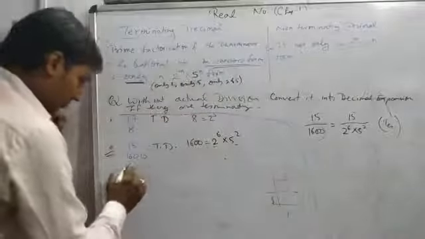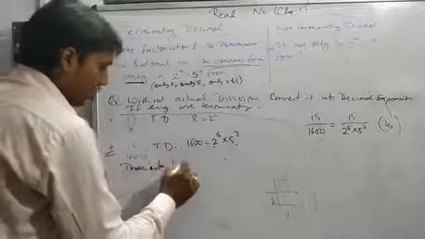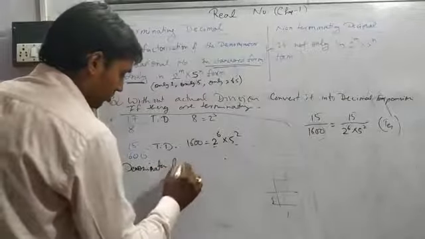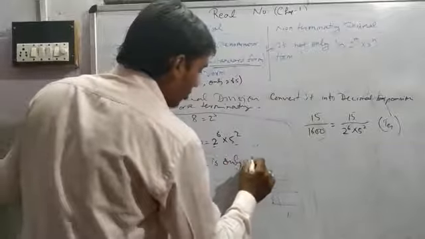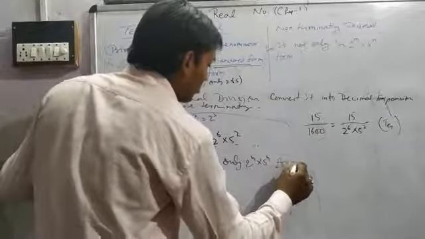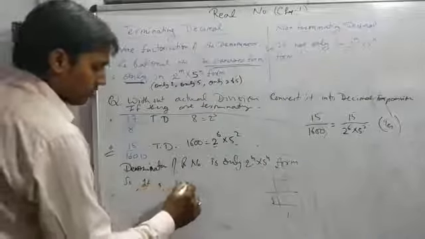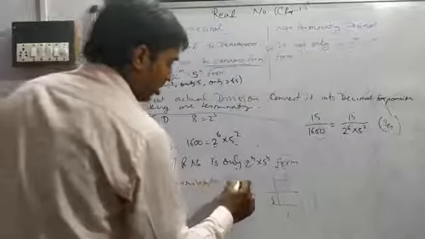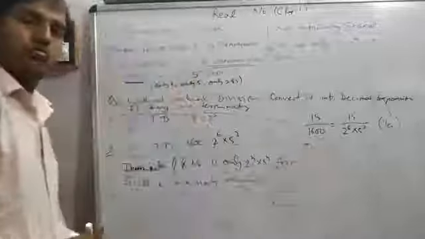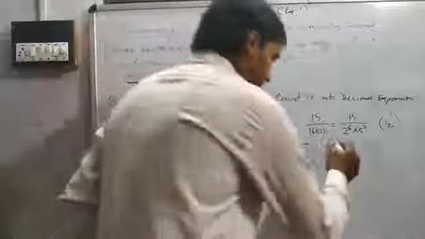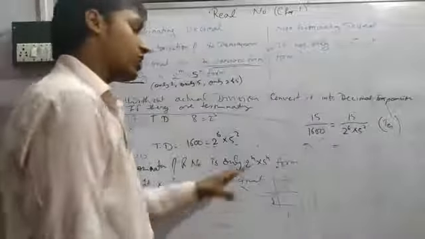You can write the denominator of the rational number is only of 2 to the power m into 5 to the power n form. So it is a terminating decimal. So you want to express it in decimal form. So how to express it in decimal form? Without actual division, we can express it in decimal form.